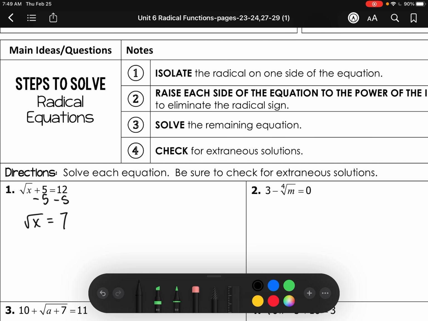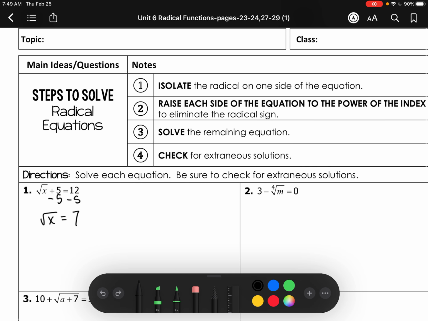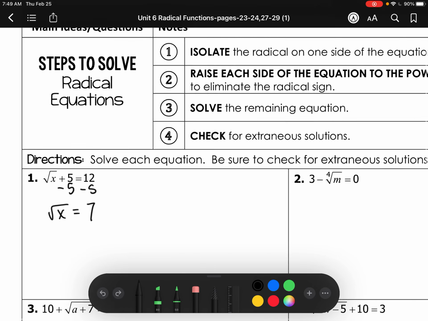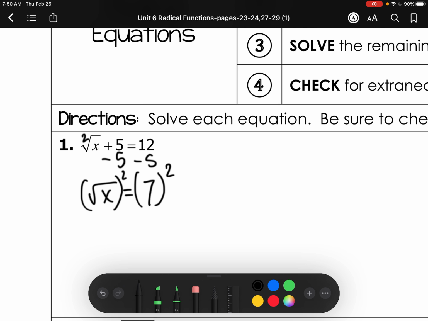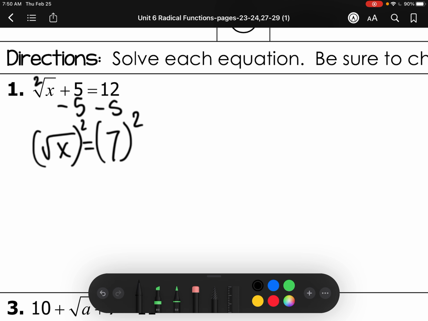Step 2 tells us to raise each side of the equation to the power of the index to eliminate the radical sign. So since I don't have an index, I know that my index is 2 here. So I'm going to raise both sides to the power of 2. If you raise a radical to the power of whatever the index is, it essentially just eliminates the radical. And I'm going to walk you through this one, and I'll walk you through a cube root one as well.